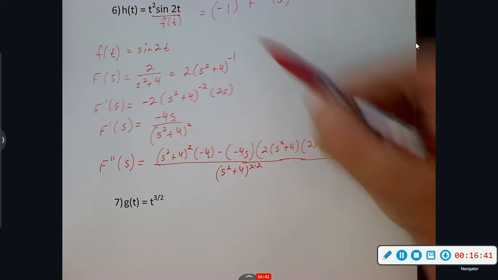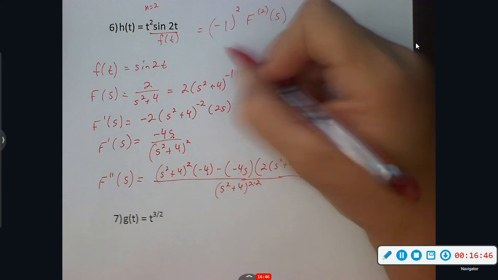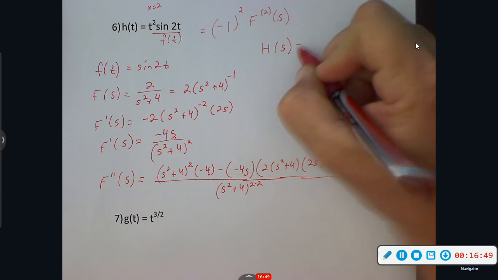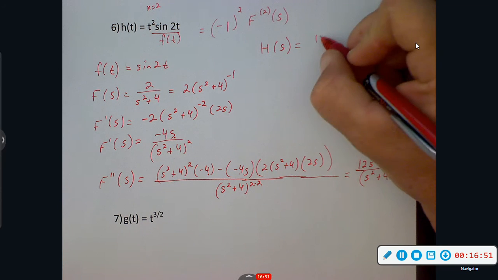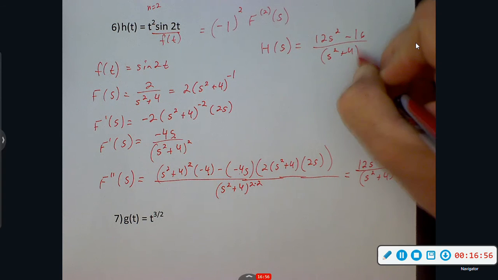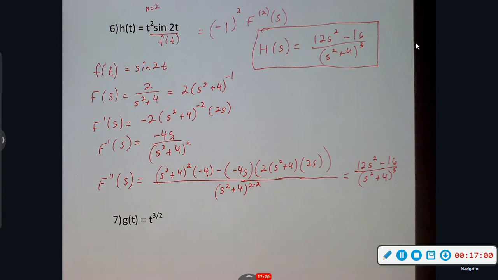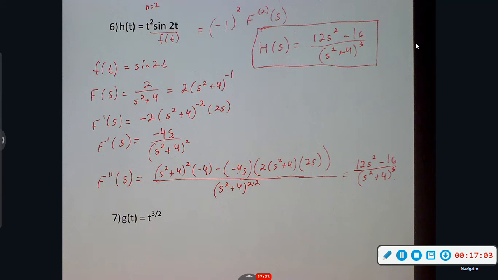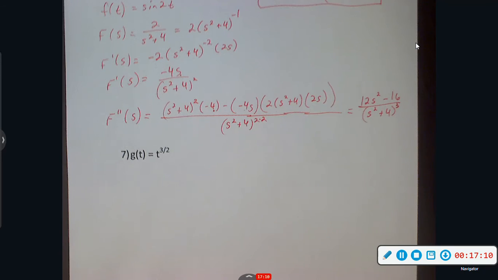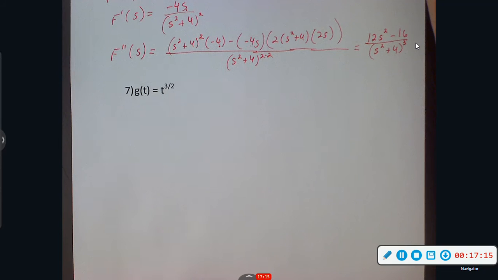All right, so back to the top. Negative 1 squared, that's positive, so it's just the second derivative. So h of s, the Laplace transform, is going to end up being 12s squared minus 16 over s squared plus 4 cubed. And that would be the final answer for our Laplace transform. Cool. Let's move on to the next one. 7 and 8 are the easiest ones, and 9 is the hardest problem. So again, simplify that on your own, and hopefully you get there.